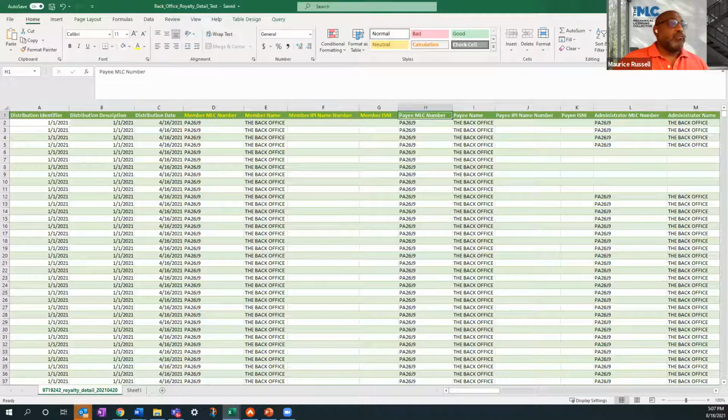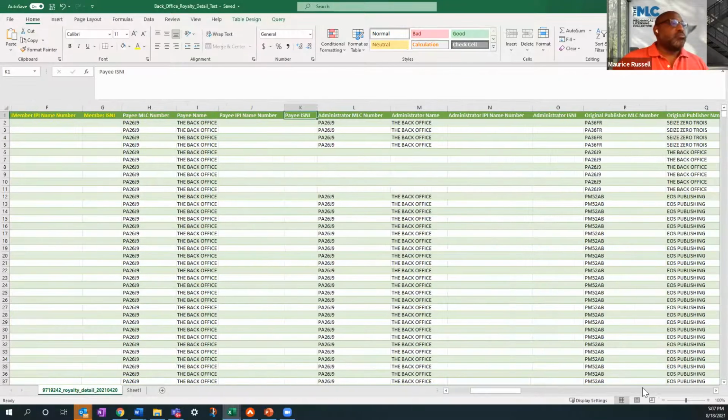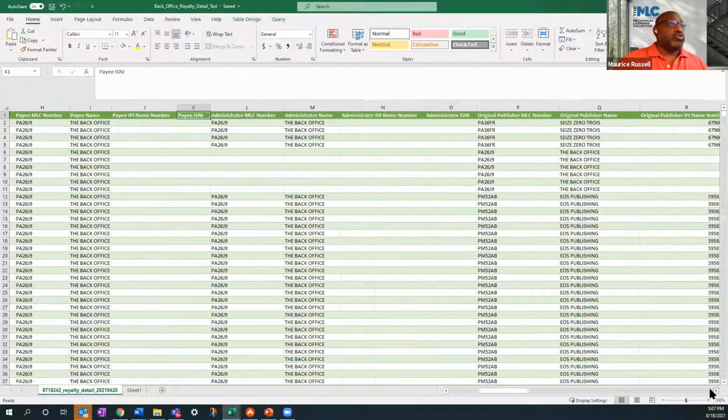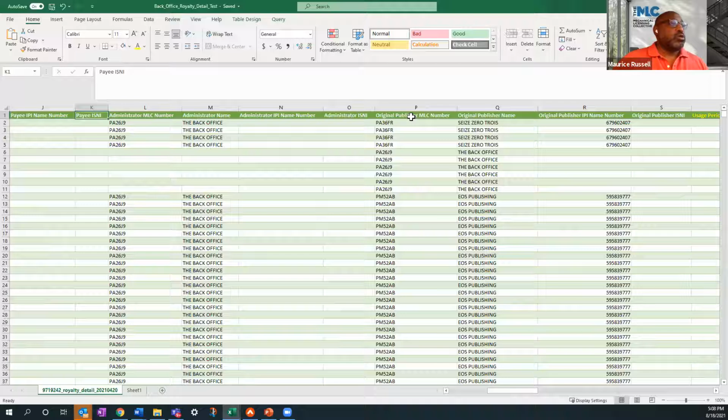We also have information fields for other entities that are associated with your member, if you have them, like the payee, the similar 4 fields. If you have an administrator on Works, that information would be here. And then lastly, the original publisher, which is the publisher where the rights originated, would be here.